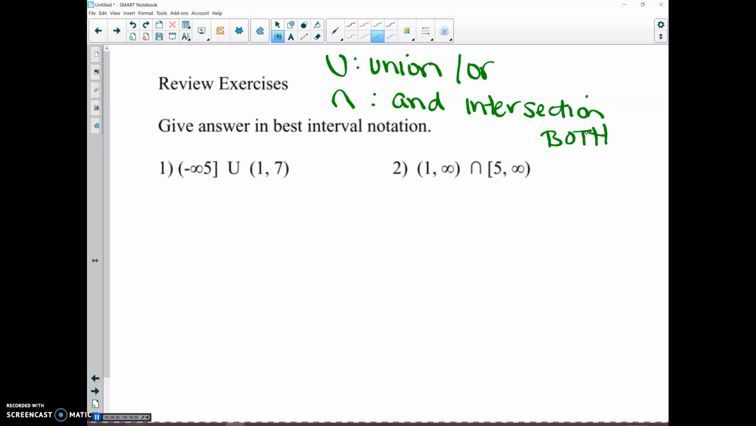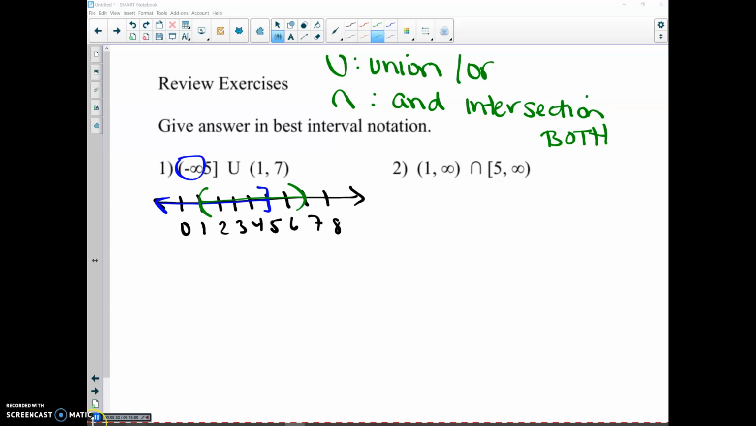All right, number 1, we are taking the union of these two intervals. So let's graph to see if they have any overlap or if they stay as two separate pieces. Go ahead and graph both of the intervals in number 1 on the same number line to see if there is overlap.